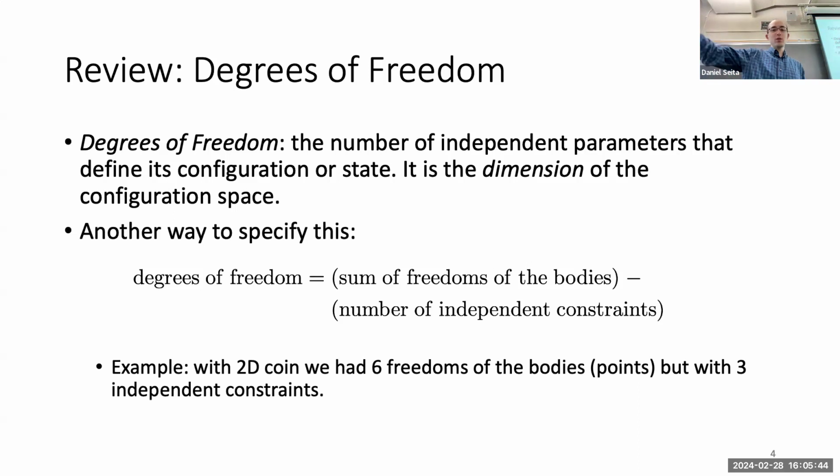So it's like 2 plus 2 plus 2 is 6. But then there were 3 independent constraints. And so we had 3 degrees of freedom. So in general, again, determining whether constraints are independent or not is generally difficult.